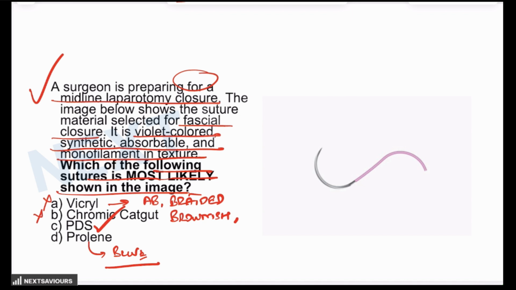So for abdominal fascia, as we have already talked about, the hint is provided that for abdominal fascia closure, there is a preference given to PDS over Vicryl because PDS has a greater tensile strength and slower absorption. So the answer for this question is C, that is PDS.